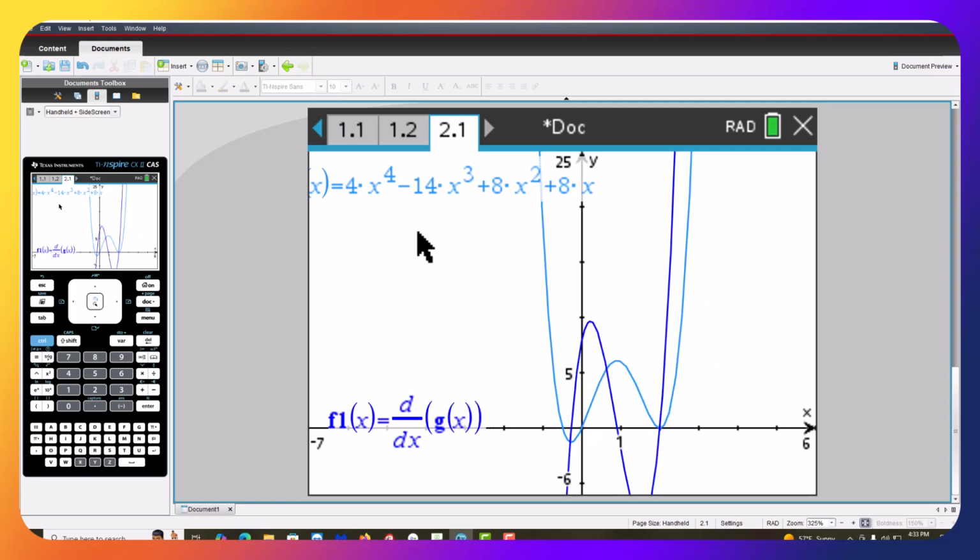Now, notice the function g is this light blue graph. Look, I have a local min here. And look, it matches up with the 0 of the derivative. Hey, look. Okay, let's see.